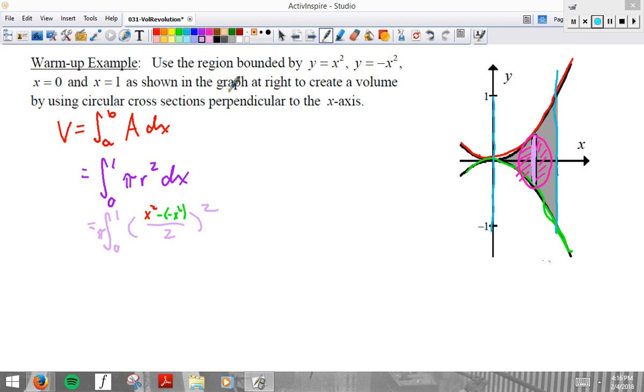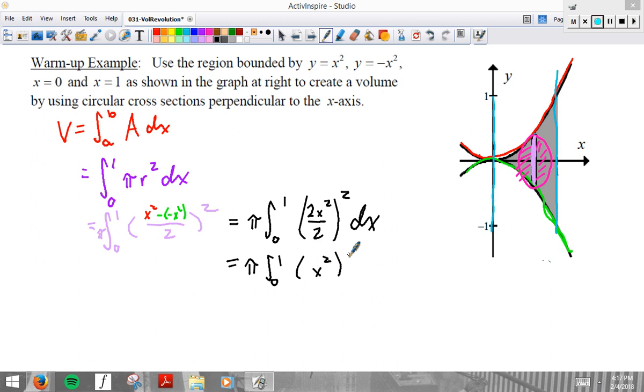So let's simplify. Pi integral. That would be 2x squared plus x squared. And if we divide 2 by 2, we get 1. One of the hardest things to do in math right there. Square, square. That's right, though.